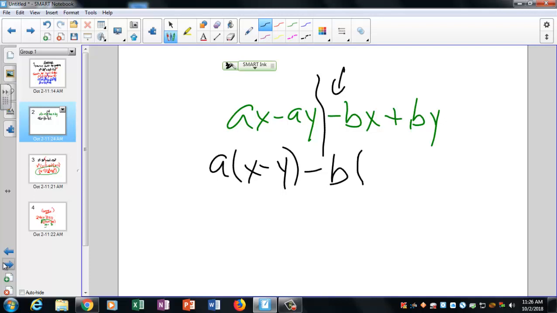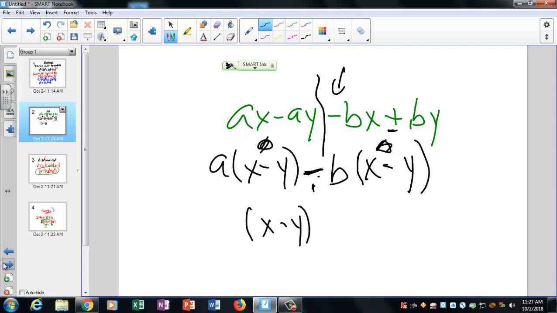Negative b, and then what do you have left? Negative b divided by negative b is 1, so that's just going to be x. And then positive divided by negative is a negative y. And that's how you can get these two things to become the same, by taking out a negative b here. And once you get them to be the same, it's x minus y times a minus b.